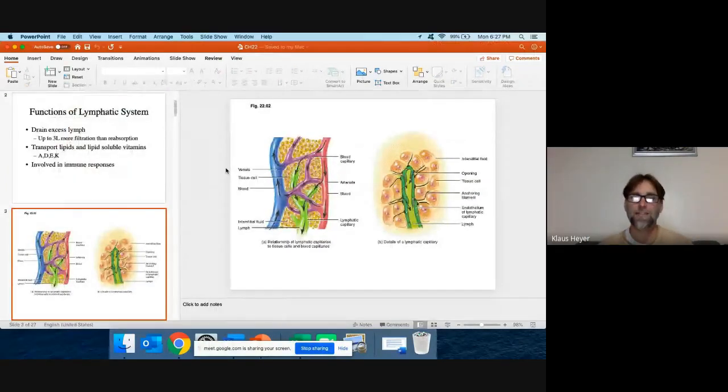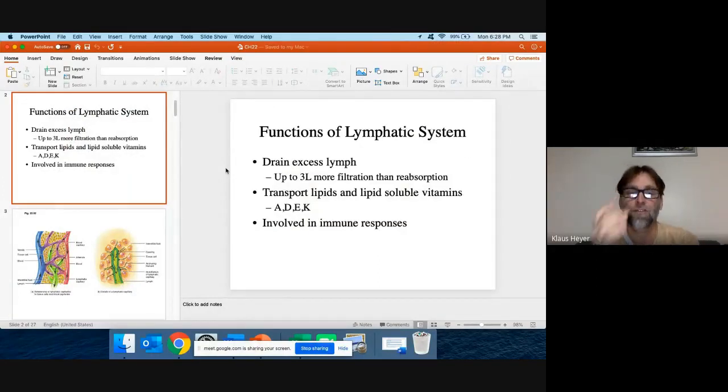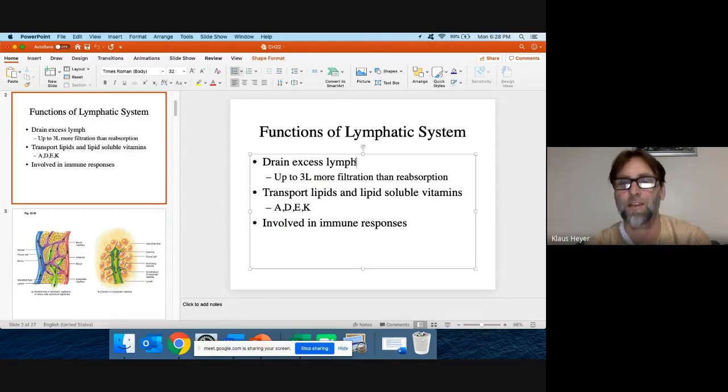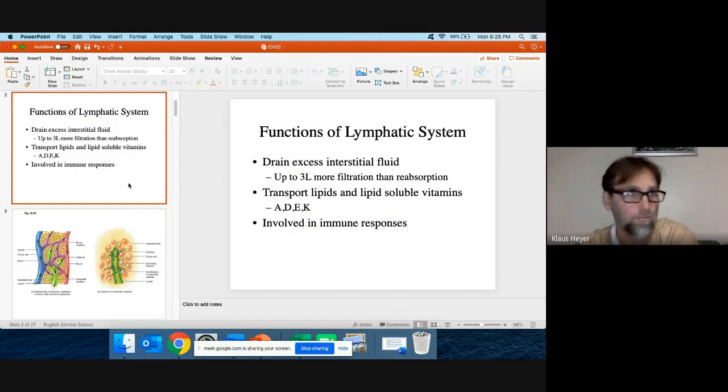So yeah, lacteal. So yeah, the functions of lymph. It drains. Oh, and you see, I wrote this, and it doesn't make any sense like this. Drains excess... that makes all the difference in the world. Drains excess interstitial fluid, not drains excess lymph. Your lymphatic system drains the excess interstitial fluid, so that otherwise you'd be swelling.